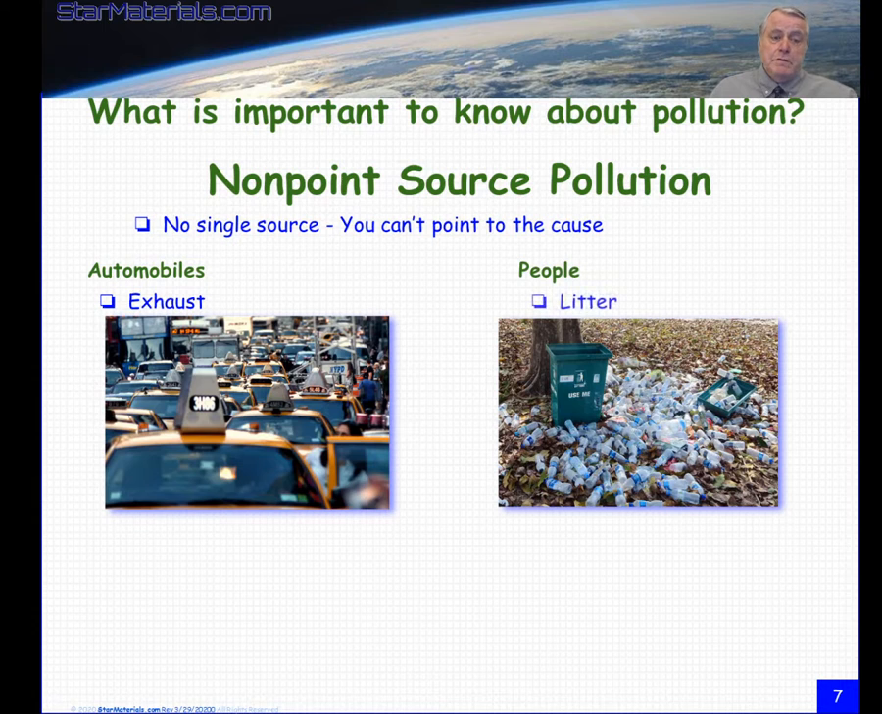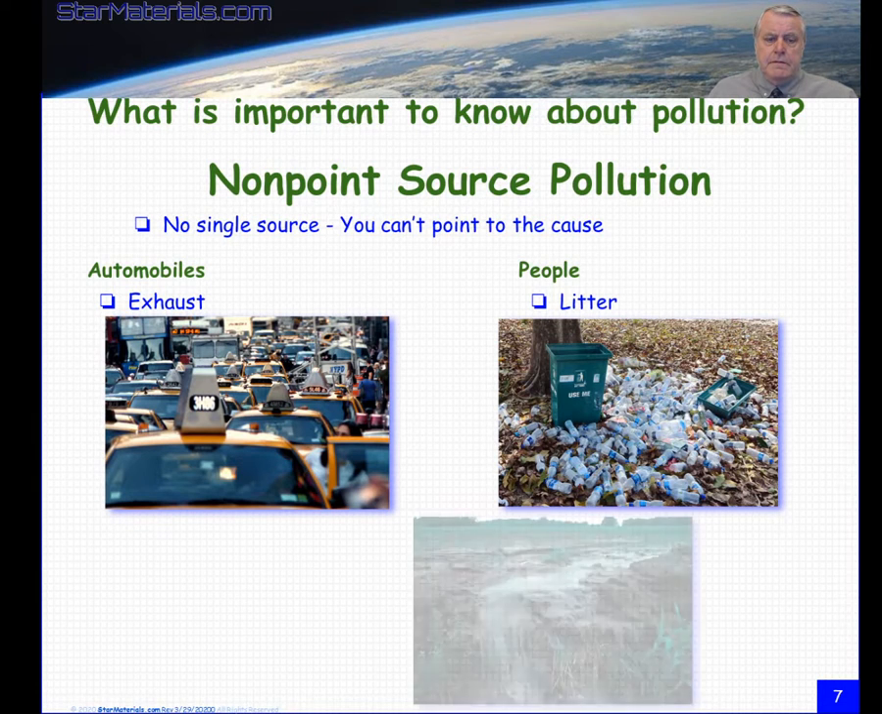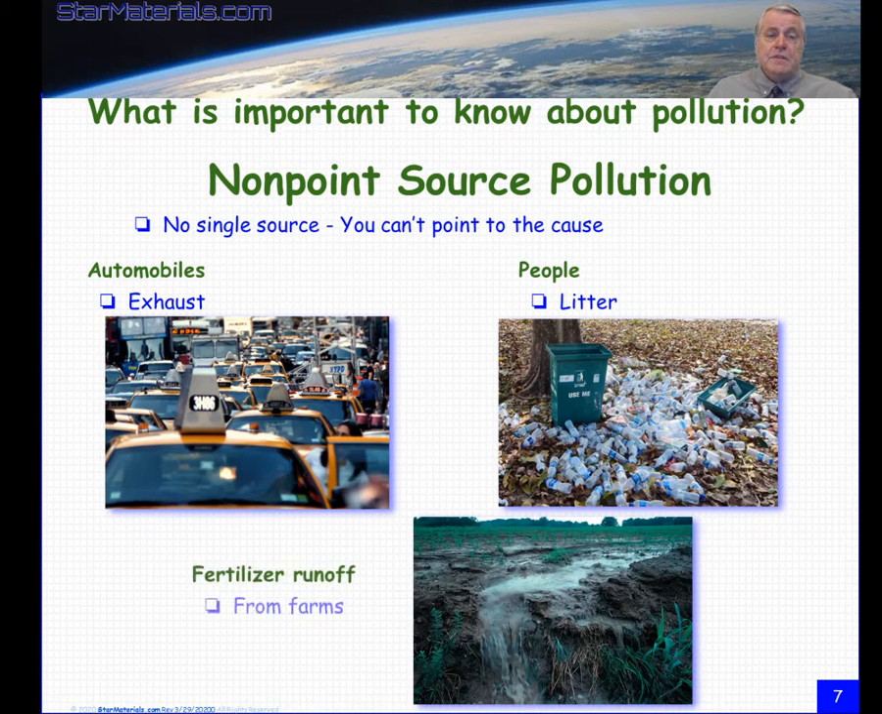How about people? They litter. They consume things and the packaging that keeps it safe. That's important. But now you have to do something with it. And fertilizer runoff. This is a field that grows crops that are important to eat. But the runoff of the fertilizer pollutes rivers.